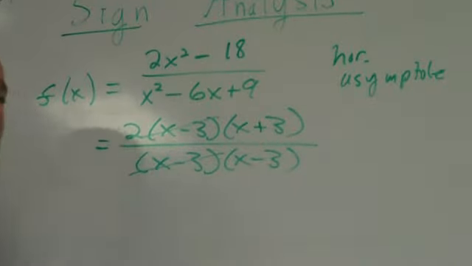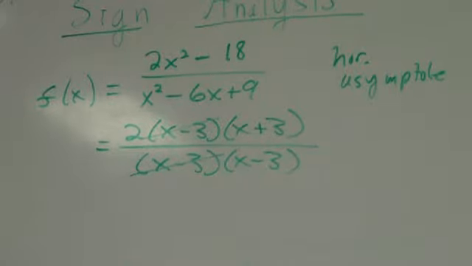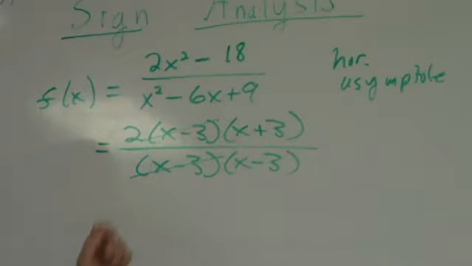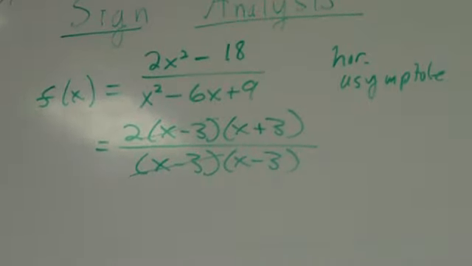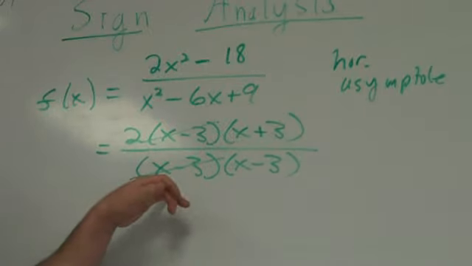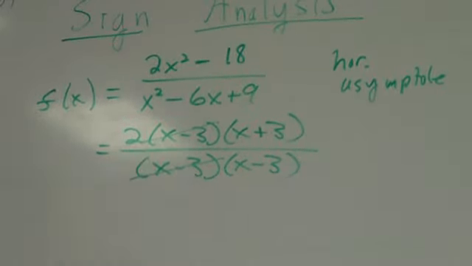Okay? Except for one thing. They were in the original, so I have to acknowledge that they were there. Because this statement is not equal to this. What happens here at x equals 3? I get 0 over 0. I get that indeterminate form. So, I have to draw that buttonhole there.